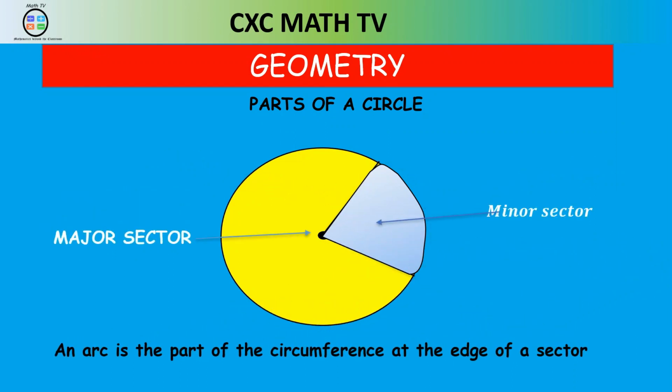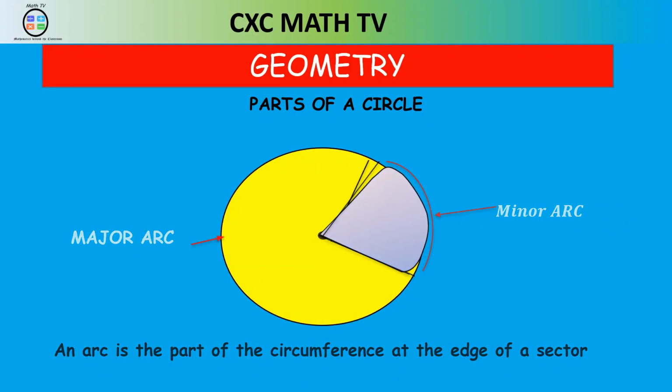So we can divide the circle in this case into two sectors, the minor sector and the major sector. The smaller one is the minor, the bigger one is the major sector. We can also divide the circle into the minor arc, the small portion of the circumference right there, and the larger portion of the circumference as the major arc.